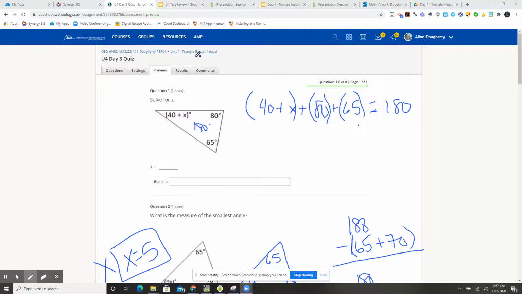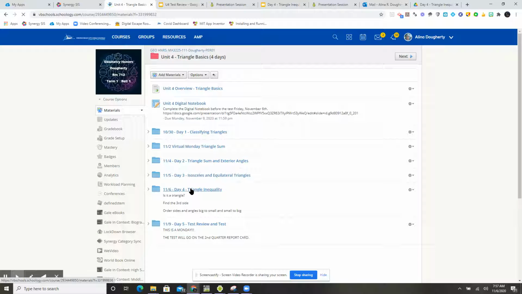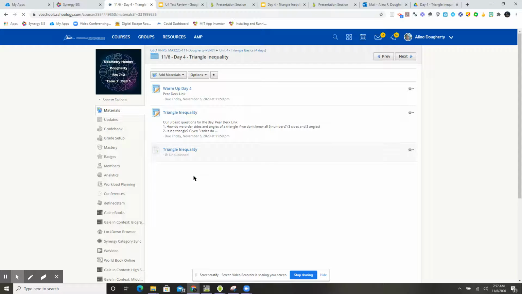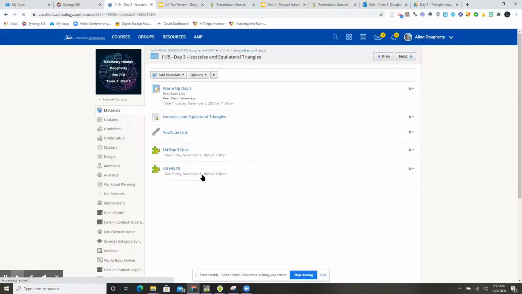I'm stopping sharing just so that I can go to the homework. So I'd like for you to meet me on the homework. Don't want to disclose anybody's scores on the way there, so that's why I have to do it this way. Oops, I clicked on the wrong day. So day 3, isosceles, equilateral triangles, homework.